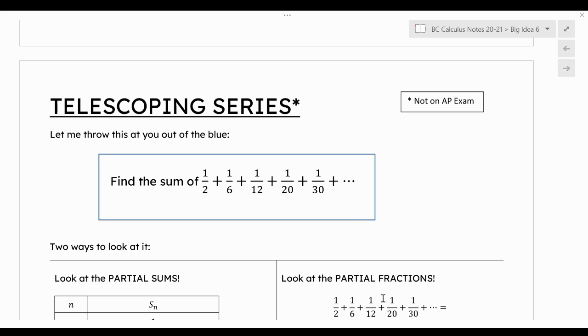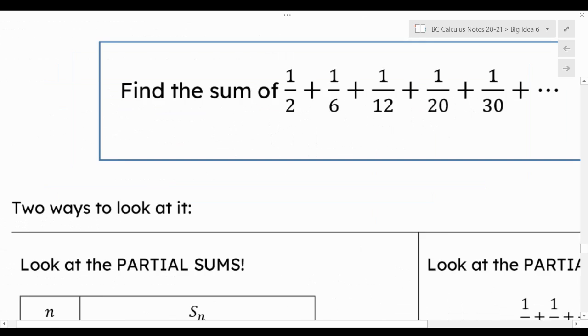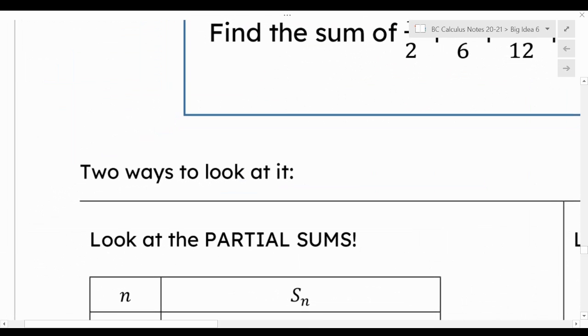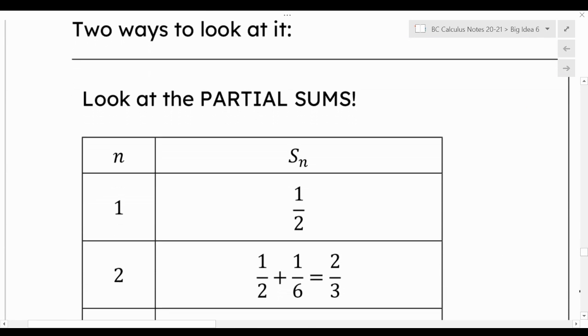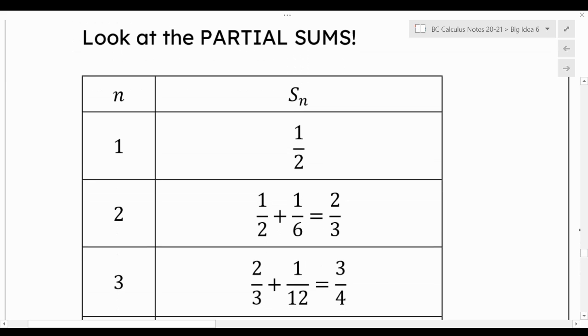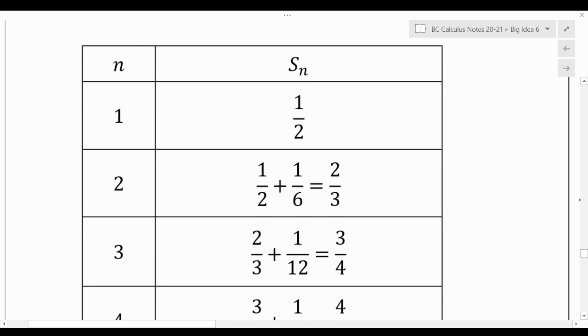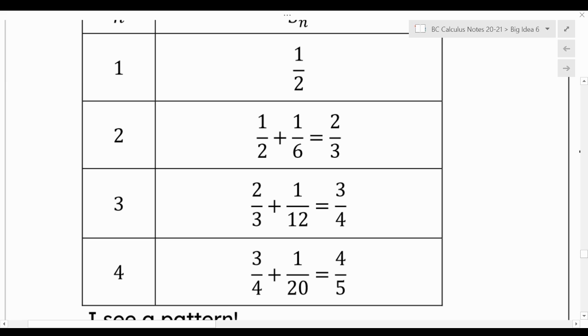So we could look at it two different ways. One way is to look at the partial sums. So let's look at that. If we look at the partial sums, we can add up the first term. Well, that's a half. You can add up a half and a sixth. You get 2/3 when you do that. Then the next one, which is a 12th, and 2/3 plus a 12th is 3/4. And if you add 3/4 to a 20th, you get 4/5.